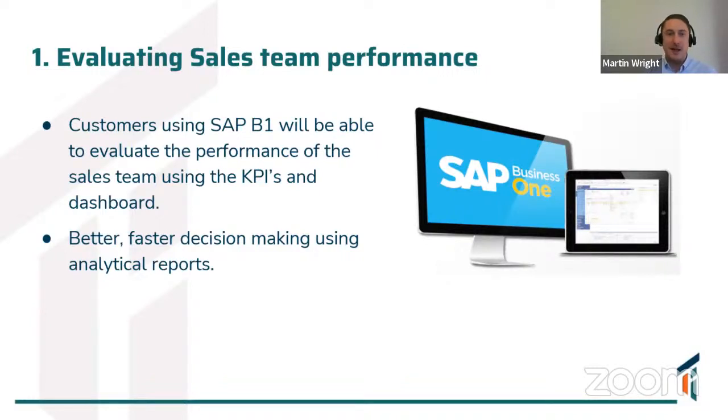So I think the sales team is the driving force behind any company. And obviously being able to evaluate your sales team's performance is a key part in driving the company forward. So customers using SAP Business One will be able to evaluate the performance of their sales team through KPIs and dashboards. And what that will lead to then is better, faster decision making using these analytical support or reports even.